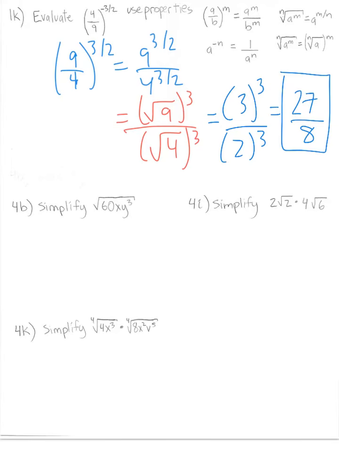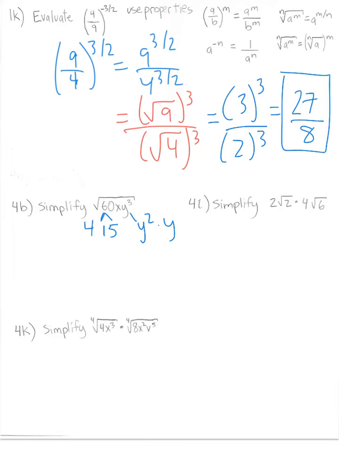Okay, moving on to 4b. Simplify the square root of 60xy cubed. You did this last year in geometry and probably the year before in algebra with numbers, maybe not with variables. So let's approach the number first. When I look at 60, I think to myself, you can break it up however you want, but I try and find the largest perfect square. So I know 60 is 4 times 15. There's only one x, and for the y's, I can break that up into y squared times y.